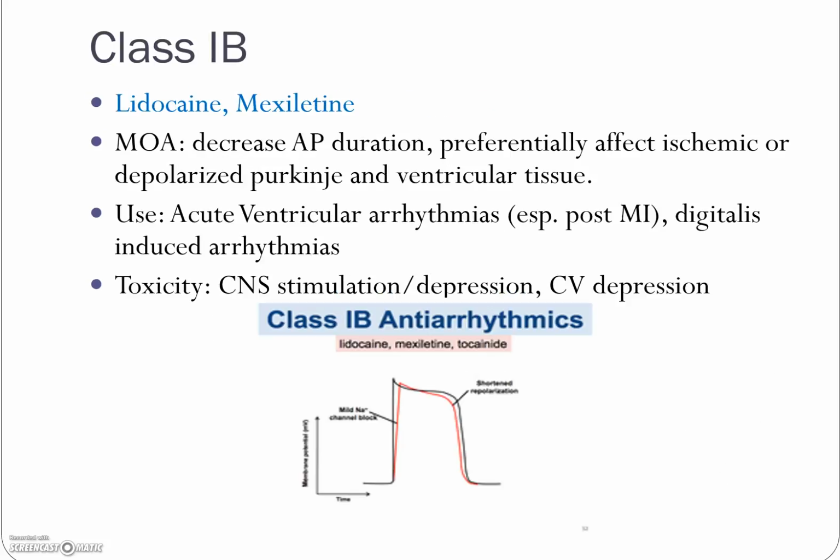Your class 1B antiarrhythmics include lidocaine and mexiletine. And these work, again, by decreasing your action potential duration, but they particularly affect ischemic areas or depolarized Purkinje fiber areas. Now, these are typically used when you have an acute ventricular arrhythmia, such as post-MI, or an arrhythmia that is due to digitalis. They can be toxic in the sense that they can produce either CNS stimulation or CNS depression.